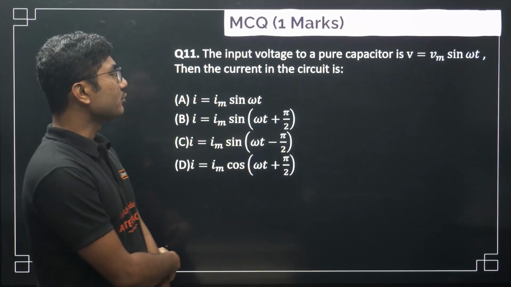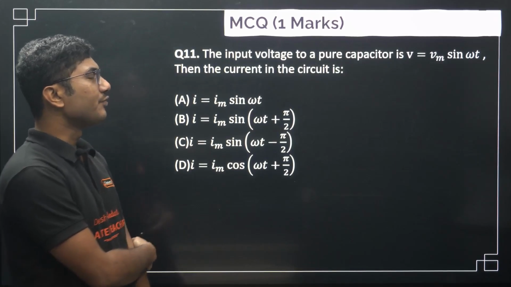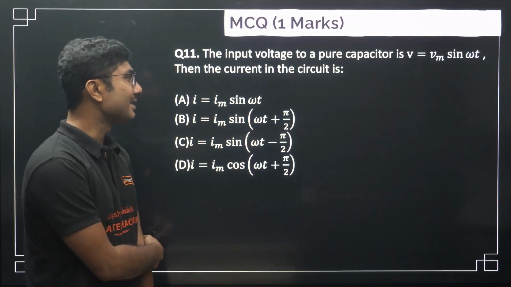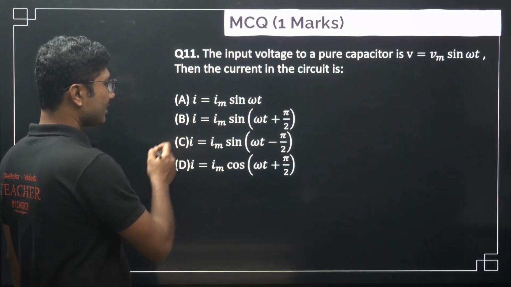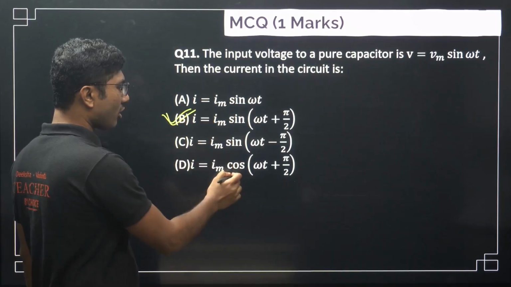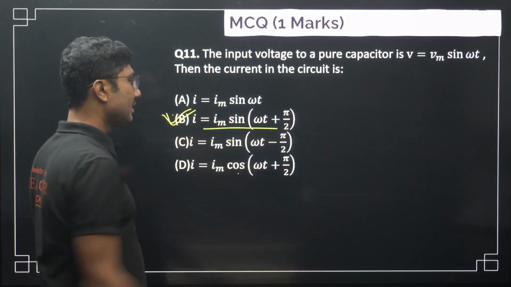In pure capacitor current leads, so that will be positive. The input voltage to a pure capacitor, again this is related to capacitor, V equals Vm sin omega t. Then the current in the circuit is sin(omega t plus pi by 2), not cos but sin(omega t plus pi by 2). So the correct answer is this.